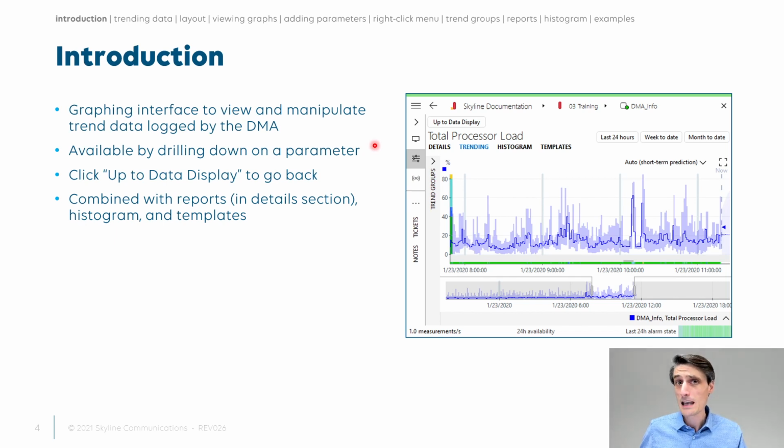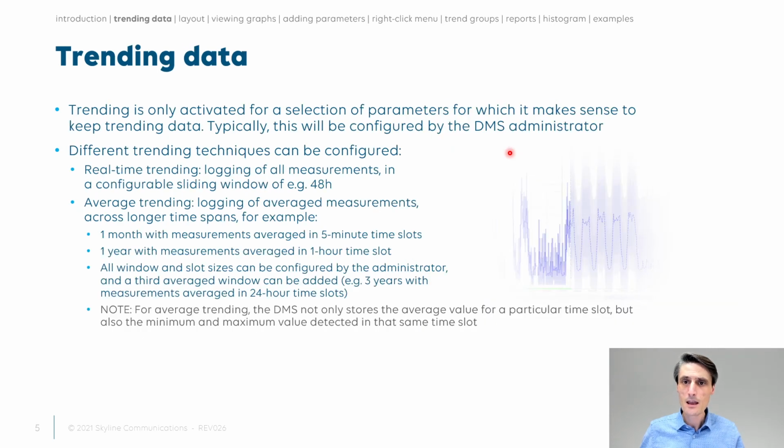You can access that by simply drilling down into a parameter. So if I drill down into my total processor load, we have already seen the details. We have that trend graph immediately available, showing me by default the last 24 hours. But it also has some histogram, some details, reports that we will take a closer look at.